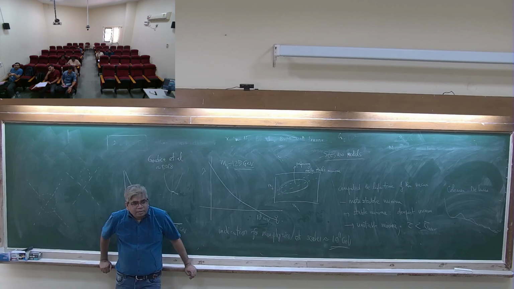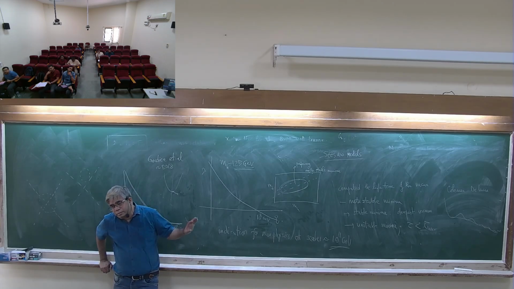Okay, and now how do you explain this? We are living in a metastable minima very, very close to lambda equal to 0 essentially, without assuming new physics. There is no new physics, only the standard model.